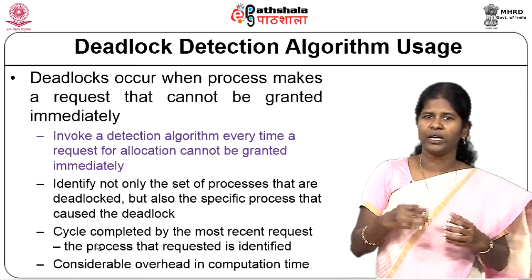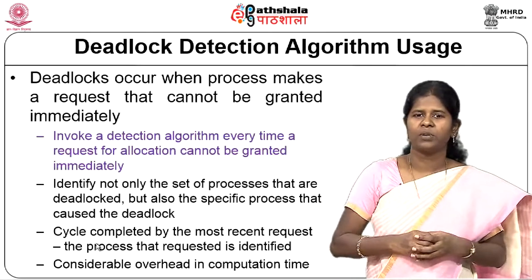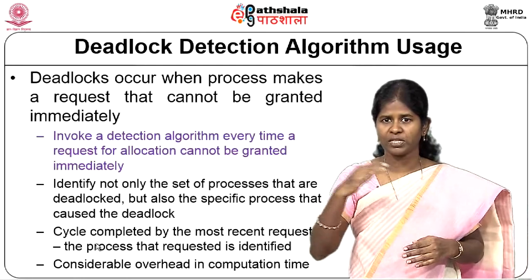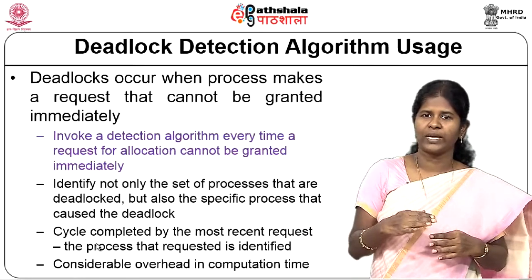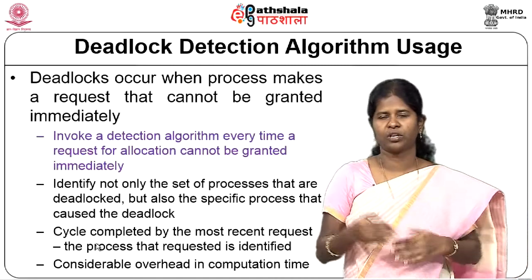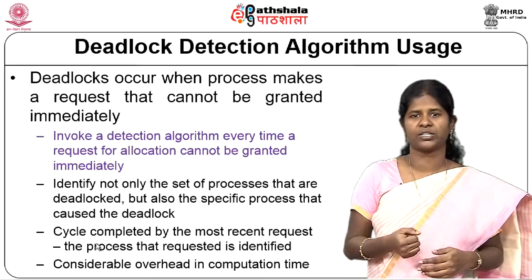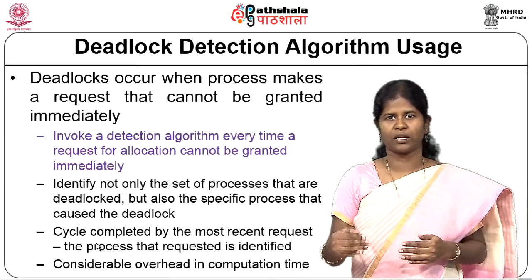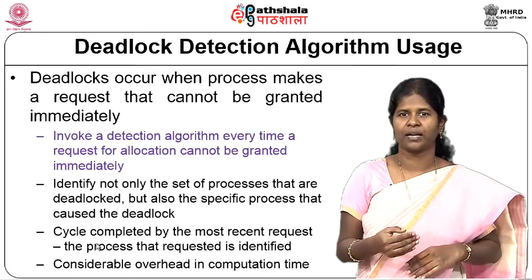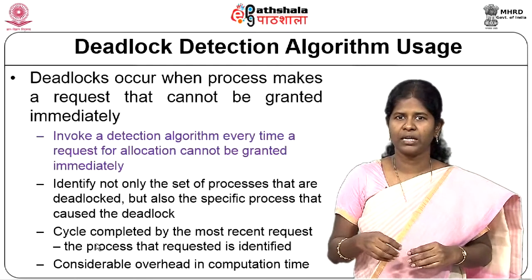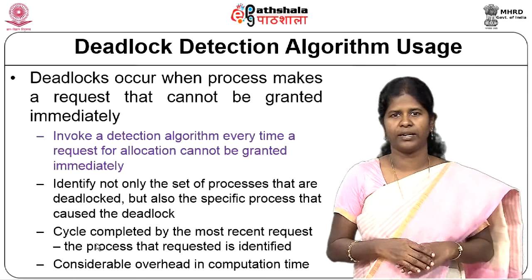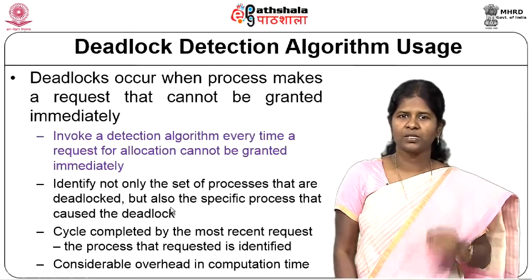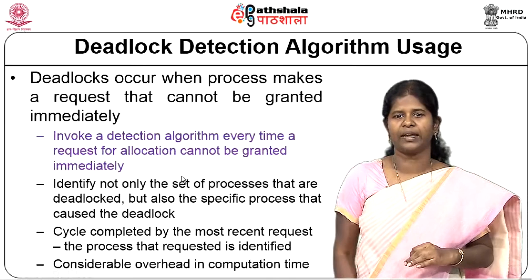So, this will identify not only the processes that are deadlocked, but also which particular process caused the deadlock, because it is this process which is requesting, and after this process requested only you find that there is a cycle. Till the earlier request you would have run the deadlock detection algorithm and found that there was no cycle, only then it would have come up to this level. Now this process requests a resource and you run this algorithm and you find that there is a deadlock. So, you understand that this is the process that is actually causing the deadlock. The cycle is completed by the most recent request, and so the process that requested recently is identified.